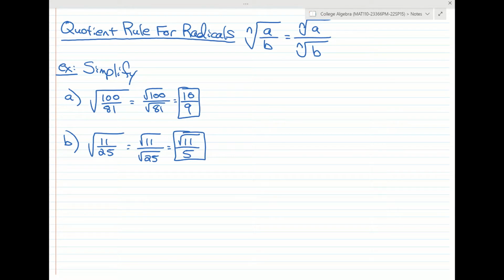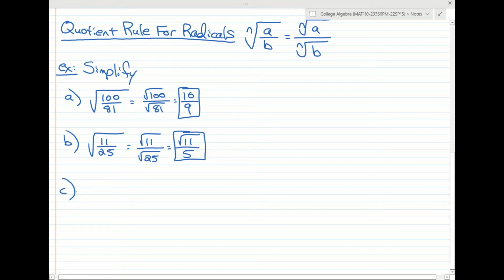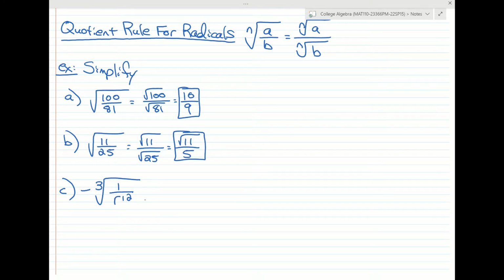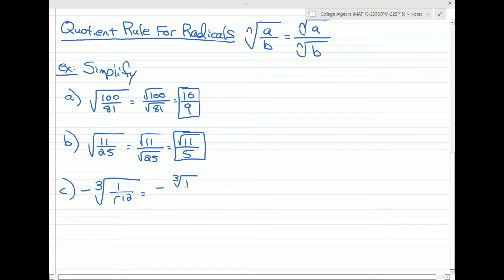We're going to mix things up a little bit. Say if we had the negative cubed root of 1 over r to the 12. That negative has no bearing on anything. It's just along for the ride. We're really just doing the cubed root of 1 over the cubed root of r to the 12. Cubed root of 1 is just 1.